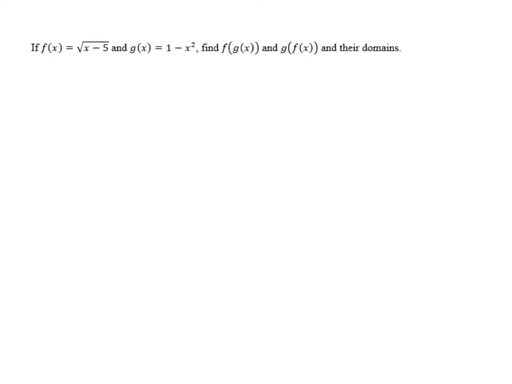If f of x equals the square root of x minus 5 and g of x equals 1 minus x squared, find f of g of x and g of f of x and their domains. We'll start by looking at the domains of f and g.